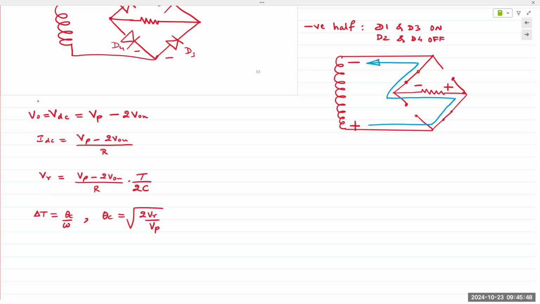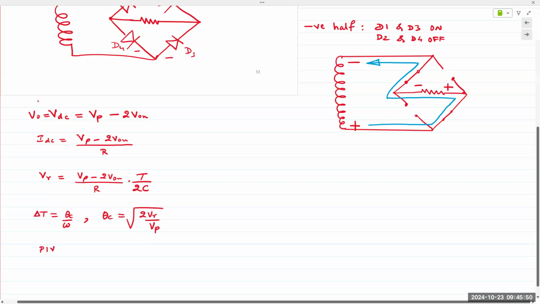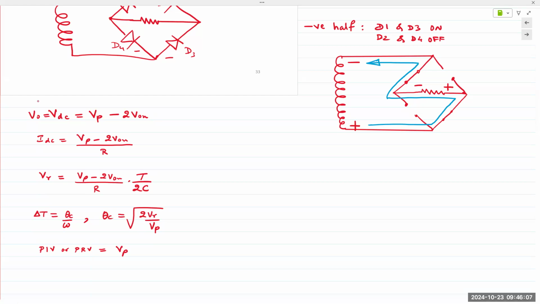The only difference is that because there are two diodes in series, you can use a lower level diode, meaning the peak reverse voltage is only VP, not twice as much as VP. Because each reverse voltage is now divided between two diodes in series. Okay, between two diodes in series.